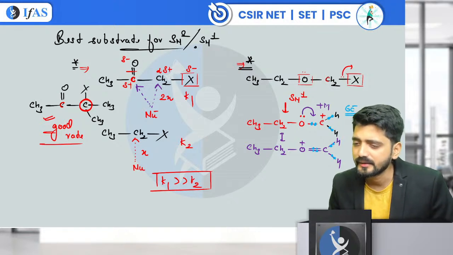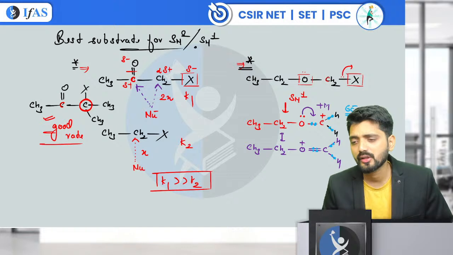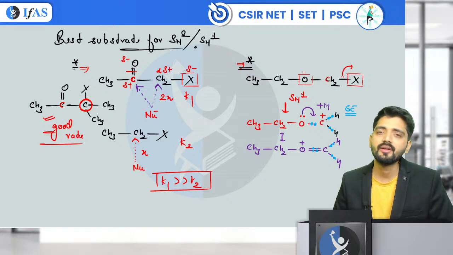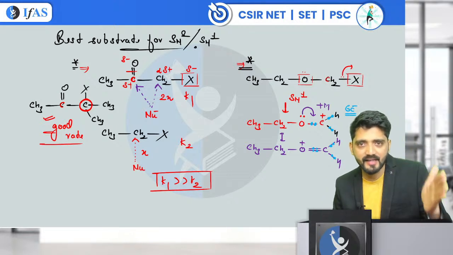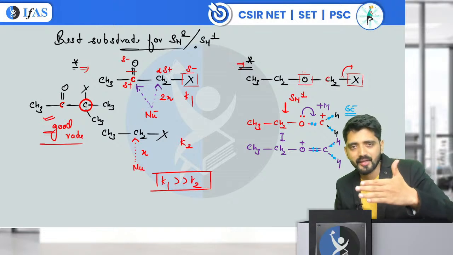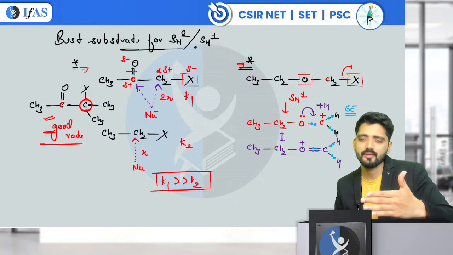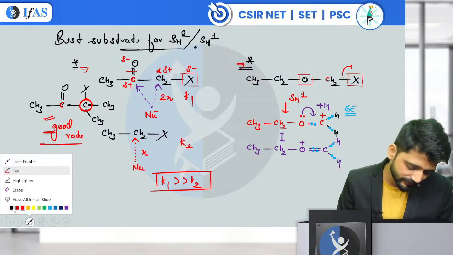Sir, then there may be a possibility of attack on the carbonyl rather than the CX. Yes, there is a possibility, but we are not looking at that aspect of the reaction. We are comparing the rates of a nucleophile when it attacks at the carbon center.